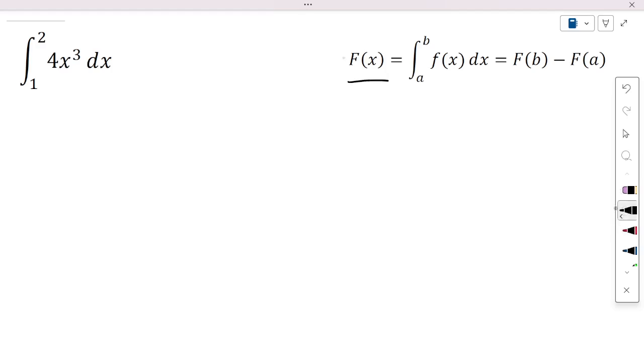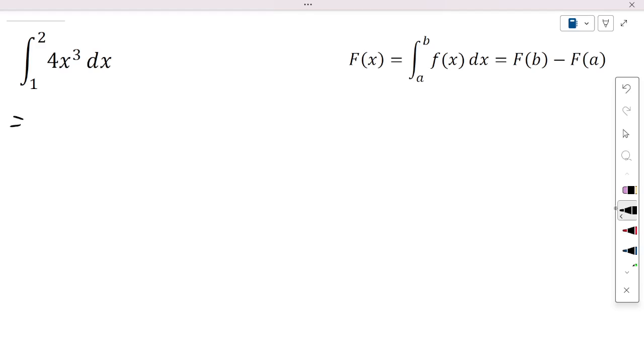So this is the capital letter F of x is equal to the definite integral of f of x with respect to x, which is equal to capital letter F of b minus capital letter F of a. Meaning that this correlates to whatever we find as capital letter F of x. This is basically just the integral versions that we're going to get. So you're going to see how that works now.